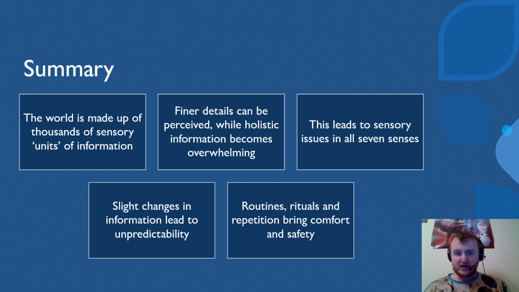Slight changes in any of the information we perceive can lead to unpredictability, which can then cause stress, anxiety, frustration, and confusion. Therefore, we adopt routines, rituals, and repetitive stimming behaviors which bring comfort and safety to us, and it is important that these behaviors are validated by neurotypicals as well as parents, teachers, and professionals.